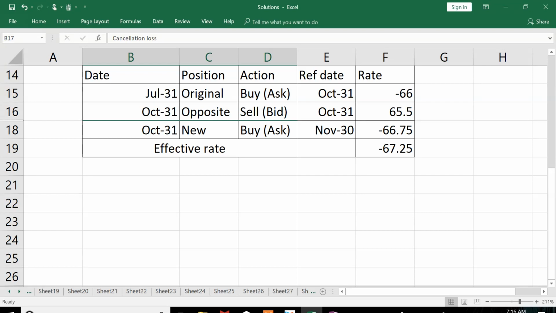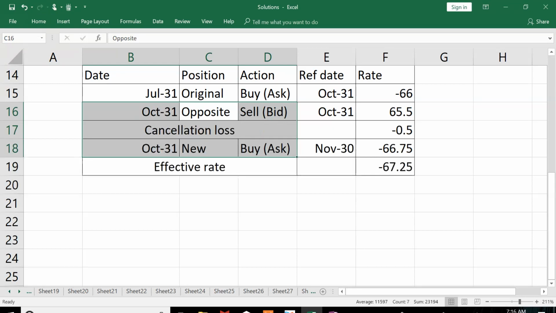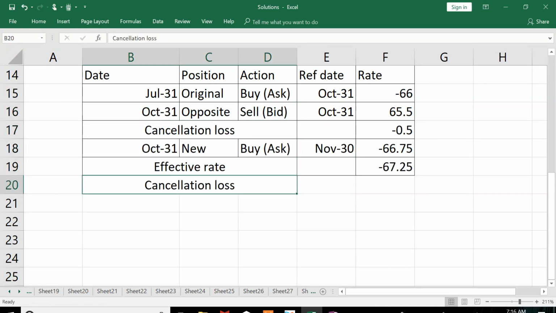Clear? Now, we have calculated cancellation loss, but this is not the real loss for the company. The real loss is this effective loss. What is effective loss is what rate you originally agreed to pay and what rate are we finally paying. What rate did we agree to pay? 66. And what rate are we finally paying? 67.25. So effectively I am losing 1 rupee 25 paise.